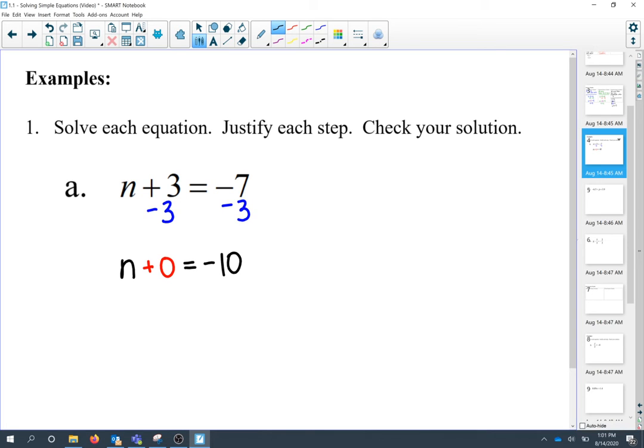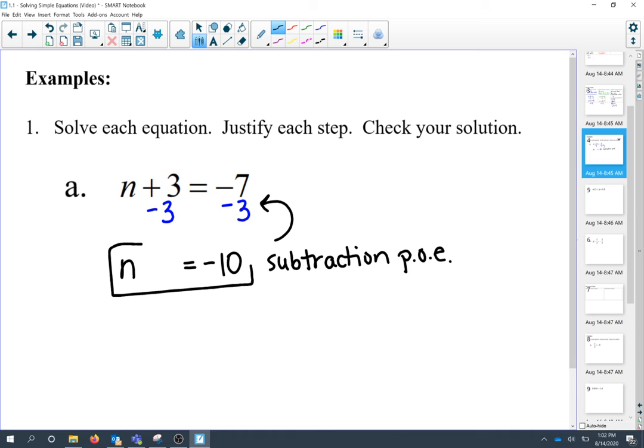Now, it said justify each step. In order to get there, we just used the subtraction property of equality. And I'm just going to write POE because it's the subtraction property of equality, and in doing that, that was right there. Now, check your solution. This plus 0, you don't need. So really what you're looking at is you're telling me, okay, n equals -10, you're done.